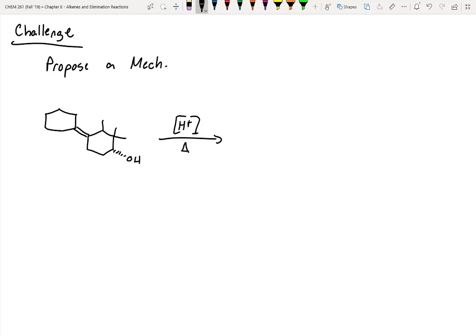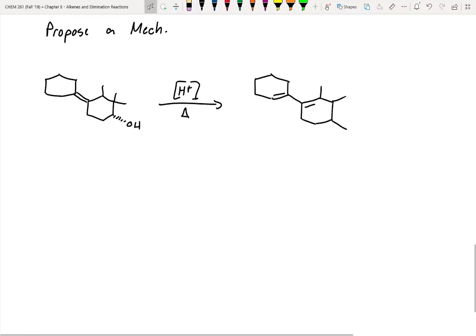So that's our starting material. And then after heating this with catalytic acid, things kind of change. All right, so let's propose a mechanism to explain what is going on here. But trust your instincts. What do you think the first step will be? Protonate the alcohol. Then what do you think the second step might be?